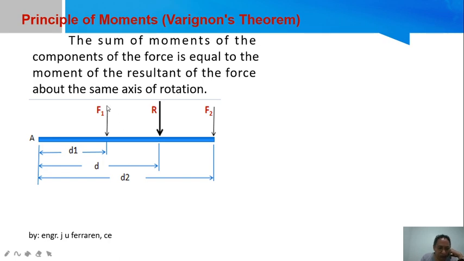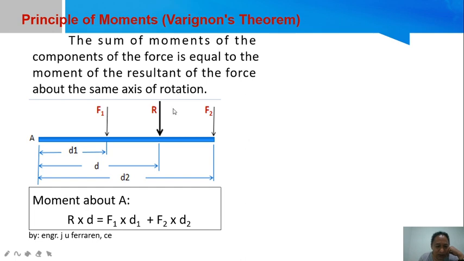What is the moment produced by F1 about A? That is F1 times D1, and F2 times D2. So, R times D. You can form the equation from Varignon's theorem: R times D, the moment produced by the resultant, equals the sum of the moments produced by the components of R. According to Varignon's theorem, the sum of these moments is equal to the moment produced by the resultant.